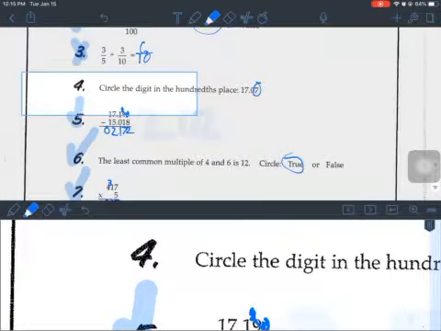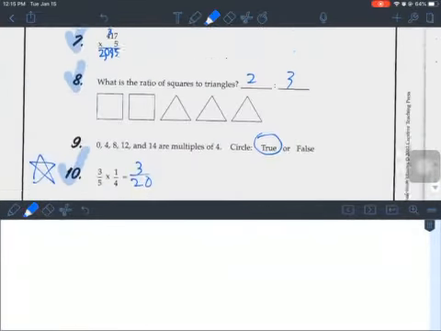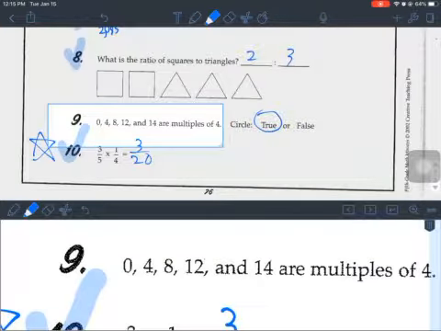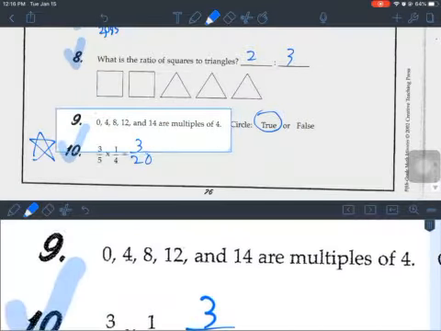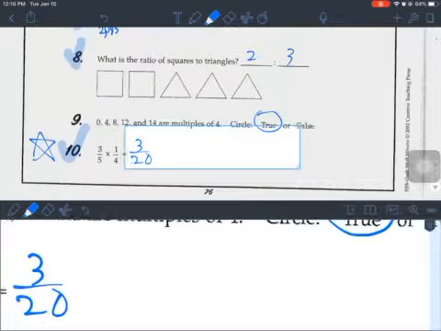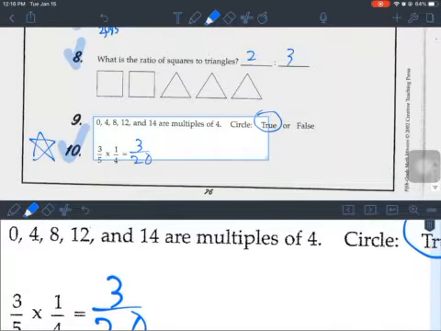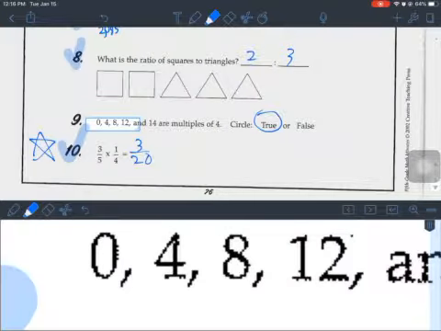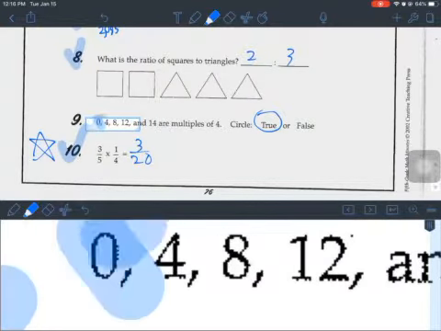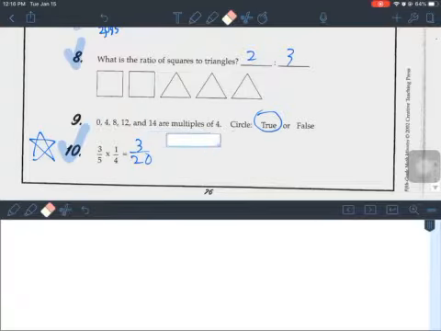Damien, 9 or 4? 9. Okay. 0, 4, 8, 12, and 14 are multiples of 4. False. Okay, why is that false, sir? Because you count by 4s, you go 4, 8, 12, 16, not 14. Perfect. Also, 0 won't be a multiple, so 0's wrong and 14's wrong. Unless they might count 0, but 4 times 0 is 0, so it doesn't give you 4.